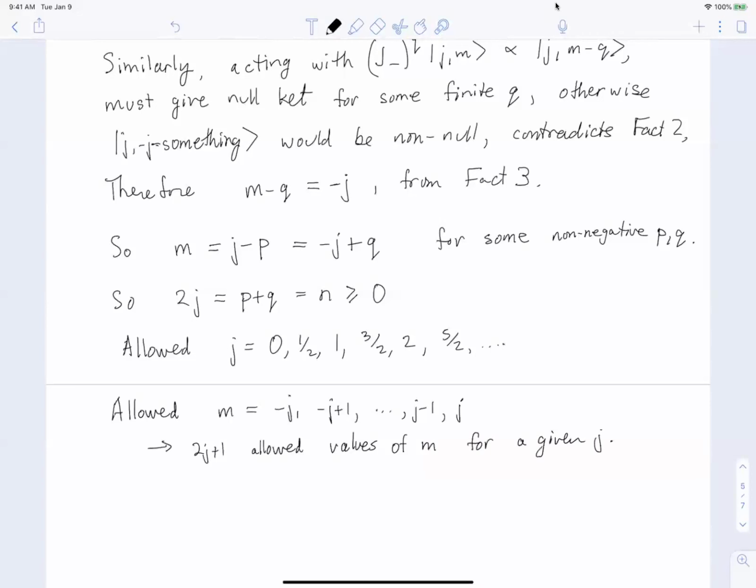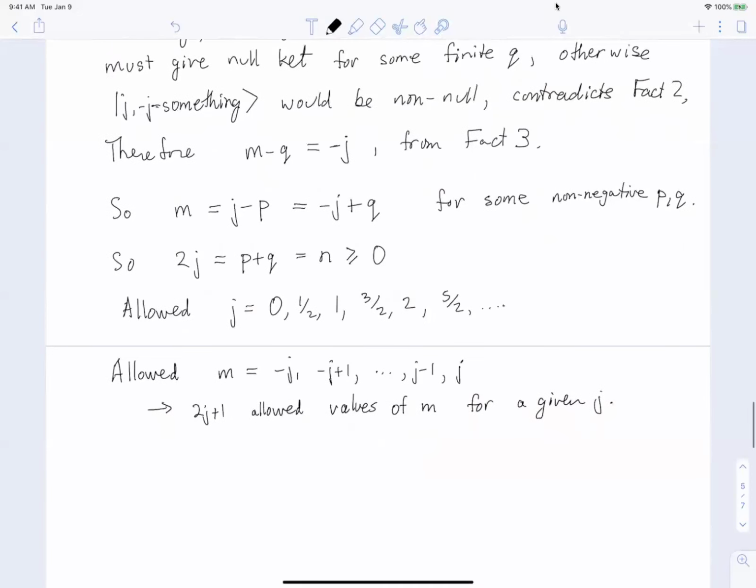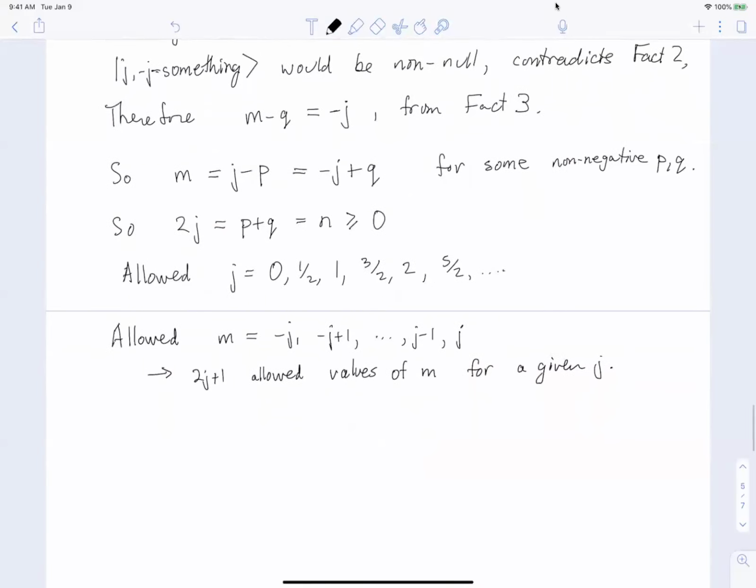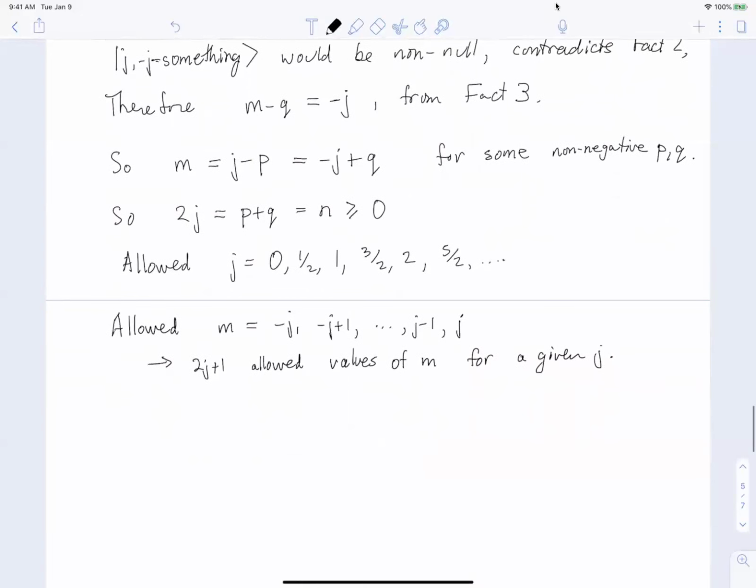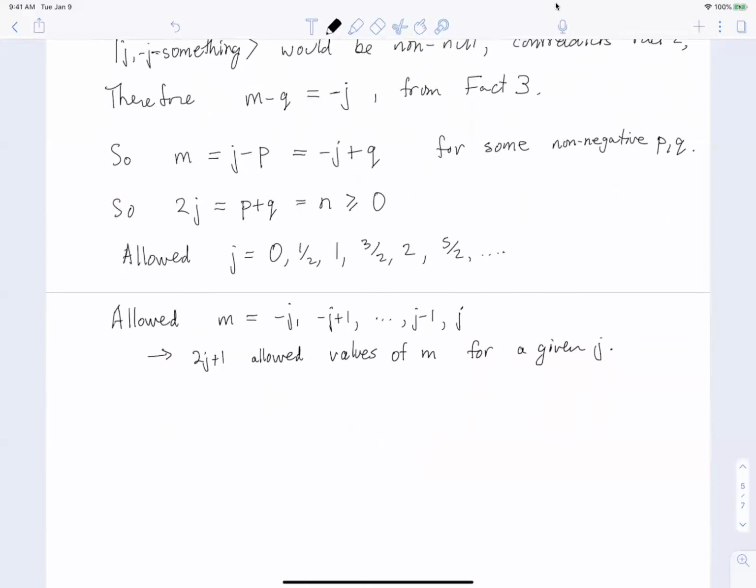One thing I want to emphasize is that we didn't use anything about angular momentum other than the commutator algebra. We didn't assume that it was orbital or anything like that. In fact, the orbital case is a special case of this, where the j's have to be integer and the m's have to be integer.